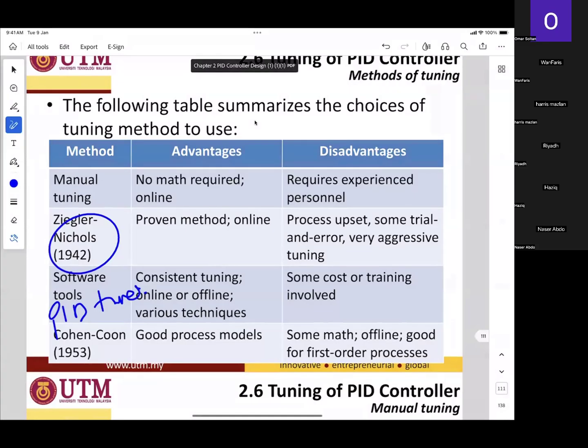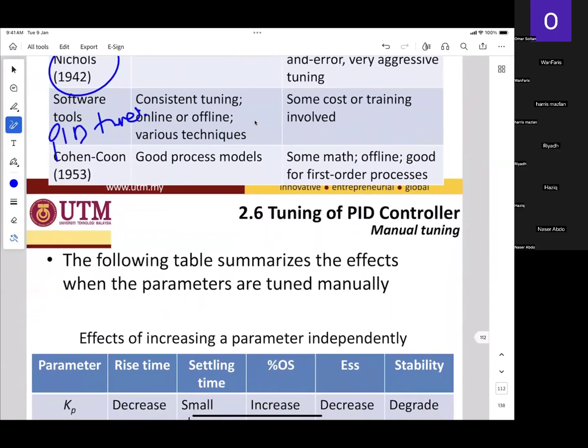Okay, various techniques can be implemented. It costs some money or training is required to do the calculations. And the other one is the Cohen-Coon method for tuning. It is a good process model, something to do with the process model: single tank, double tank, or triple tank. It has some mathematics implementation, implemented offline, and is good for first order process estimations.